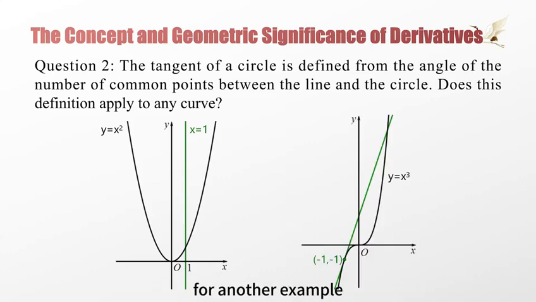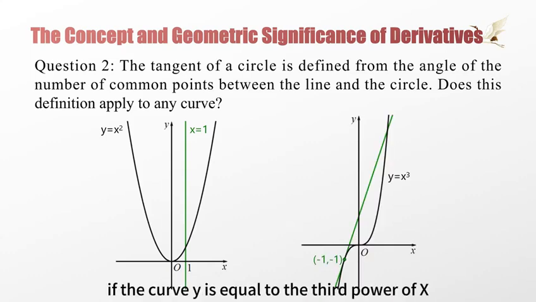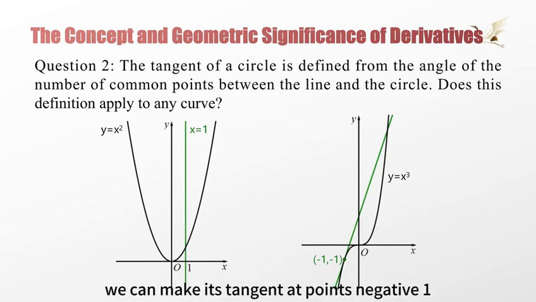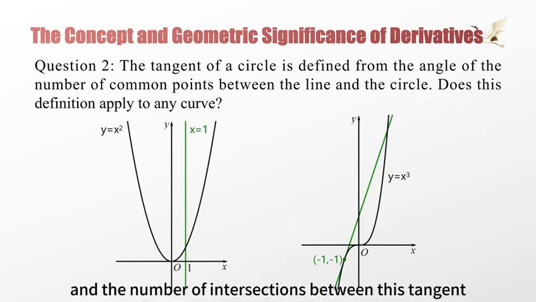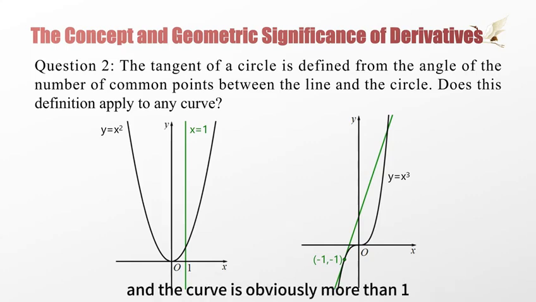For another example, take the curve y equals x cubed. We can make its tangent at the point (-1, -1), and the number of intersections between this tangent and the curve is obviously more than 1. It can be seen that our definition of the tangent of a circle in junior high school is not suitable to be extended to any curve.